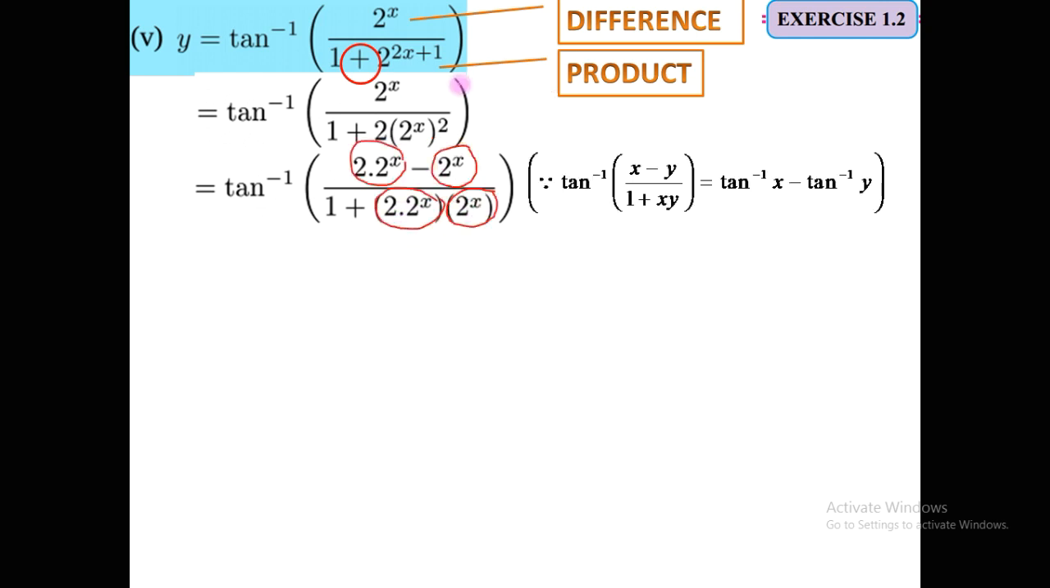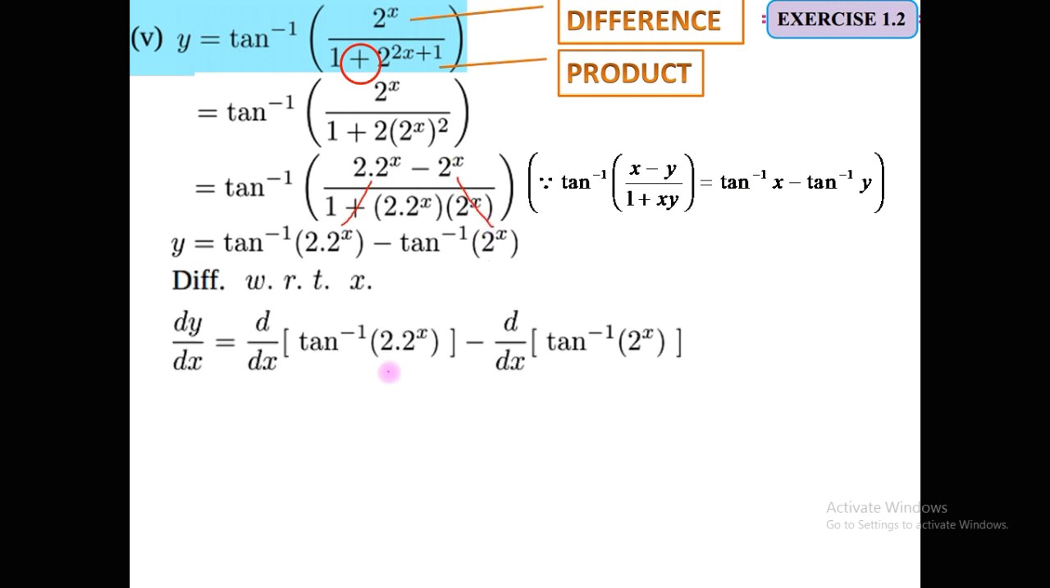Now we will recall the formula. If it is tan inverse of (x minus y) upon (1 plus xy), this is minus and this is plus over here. If it is minus, this minus sign will be there in the answer. So similarly here what I get is y is equal to tan inverse of 2 into 2 raised to x. This is the first term and this is the second term over here.